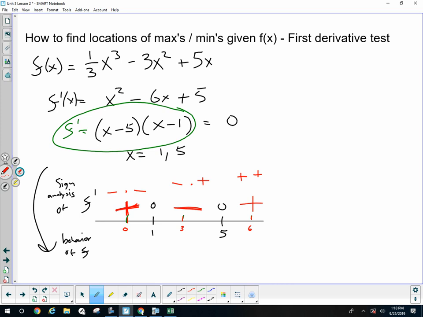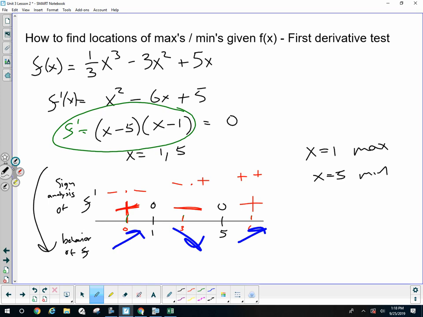Because I know the signs of f prime, I know the behavior of f. I know f is going to be going up, and going down, and going up, because I know the signs of its derivative. That is telling me that x equals 1 is a max, and x equals 5 is a min. Now, it's not always going to be flip-flop signs. It's not always going to be positive, negative, positive.